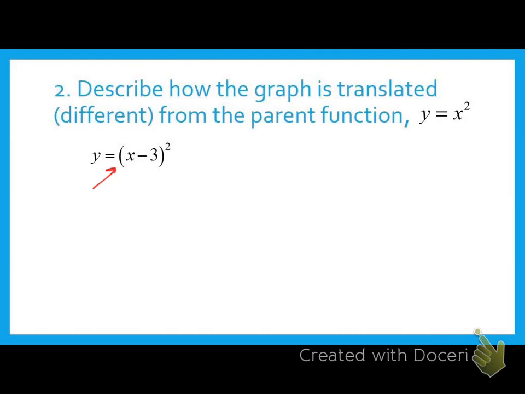Now, in our new graph, h is here, and it's negative 3. So negative 3 means that we're going to shift to the right, and we're going to shift to the right 3 spaces. There's not a k out here, which means that k must be 0, and therefore it's not going to move our graph up and down at all. So the only difference is that our new graph is going to be shifted to the right. We're going to take the parent function and shift it to the right 3 spots. Okay?